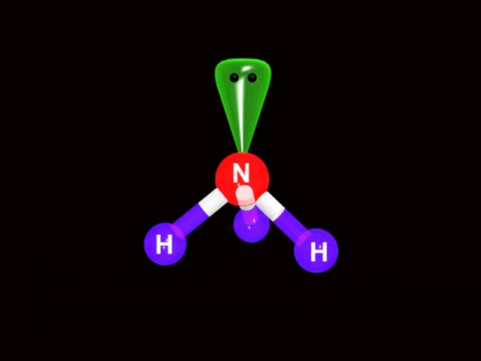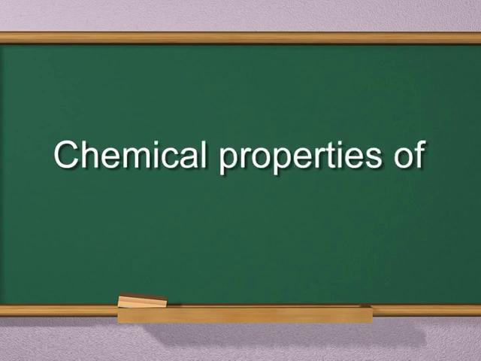Ammonia molecule has pyramidal geometry with NH bond length of 101.7 picometer and bond angle of 107.8 degrees. We will now learn about chemical properties of ammonia.